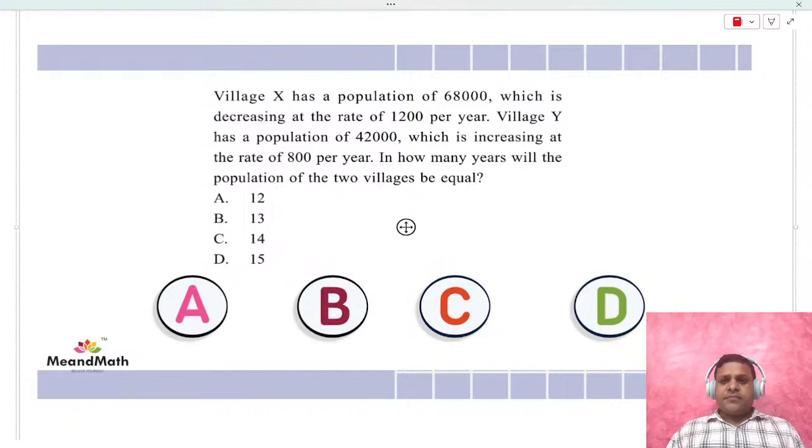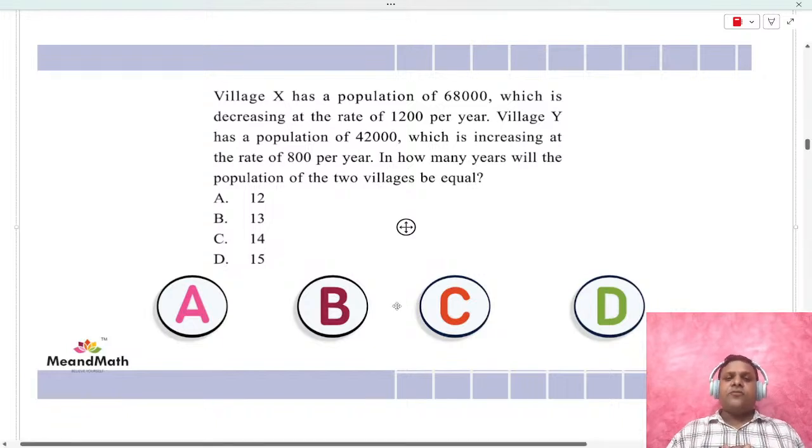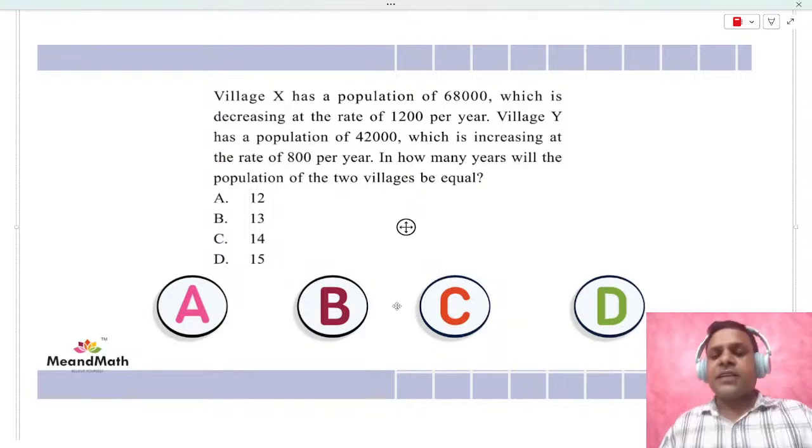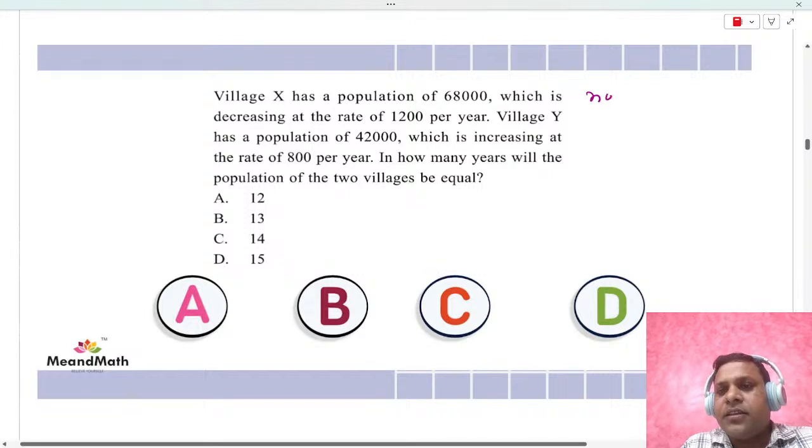Okay, solve करते हैं और check करते हैं कि what is the answer, what is the method to find the answer. Now, in village X, population is decreasing, and what is the rate of decrease? 1200 per year. एक साल में 1200 peoples कम हो रहे हैं. तो हम assume कर लेते हैं number of years are n. After n years, the population of both villages will be equal.